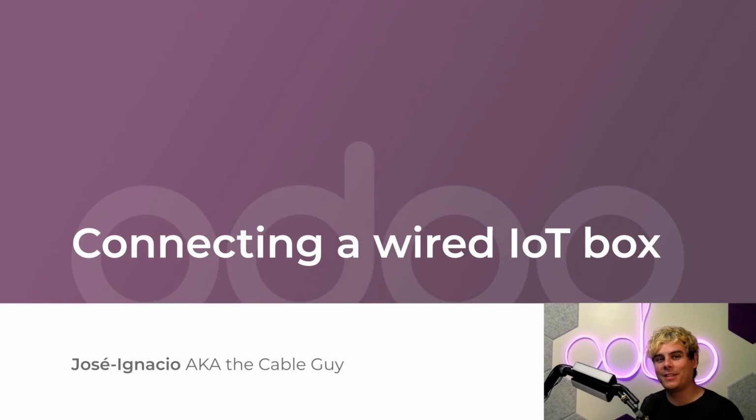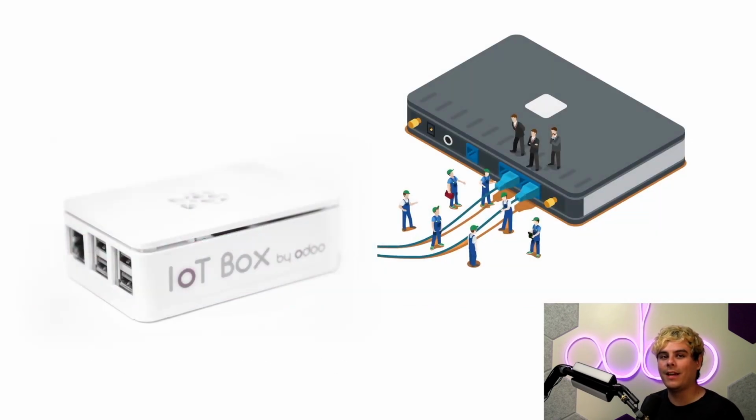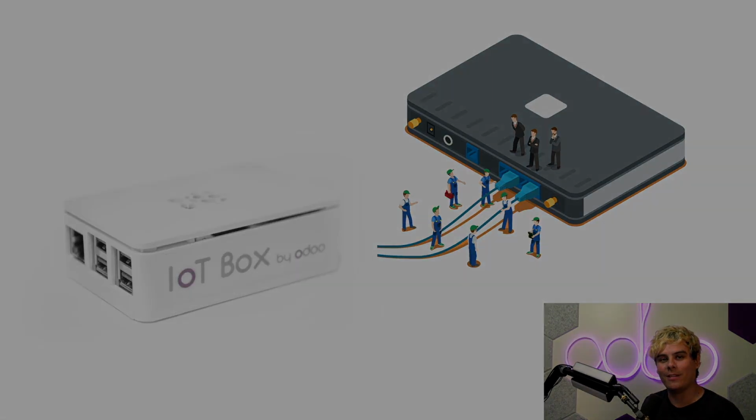Now it's time for another session of setting up Odoo's IoT Box. Today we're going to dive into connecting the IoT Box to your Odoo database via a wired Ethernet connection. Again, you can also connect an IoT Box to your database with a Wi-Fi connection, but we'll cover that in another video, so be sure to check that out as well.